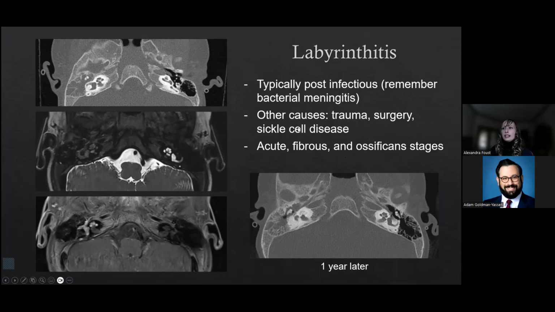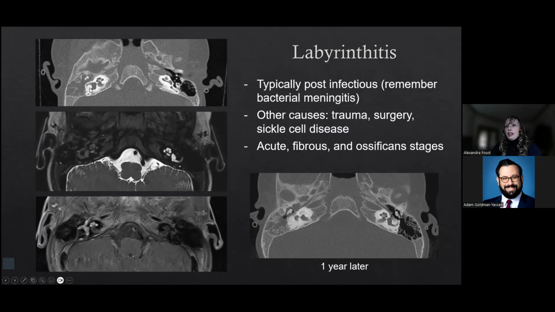It's really important to catch these cases in the acute or fibrous stage because that's a stage where they can still receive a cochlear implant. If the patient is already at the ossified stage, the cochlea is too rigid and difficult to put a cochlear implant in. And so they're beyond that treatment option at that point. So a couple examples here.